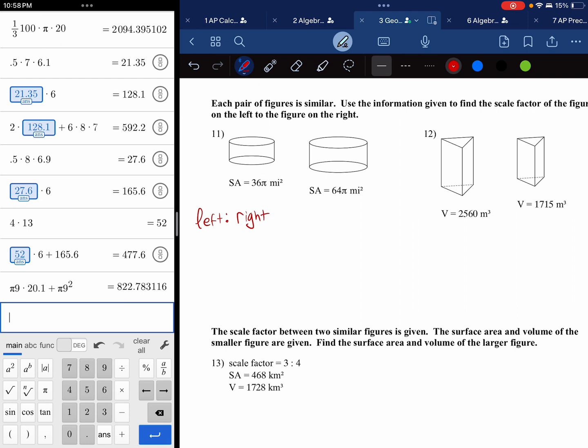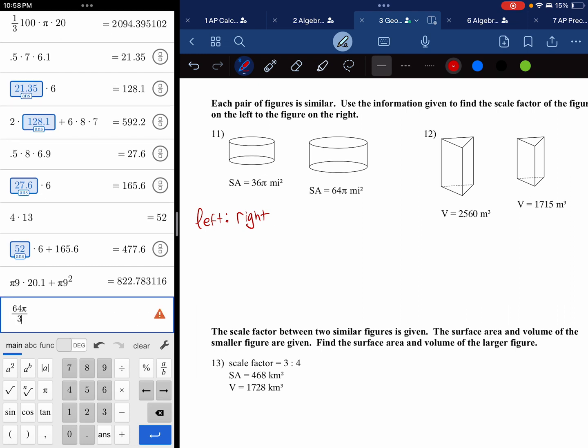So it's going to be 64 pi on the top, and I'm going to divide that by 36 pi on the bottom. I want to show my work though. 64 pi over 36 pi reduces to 16 over 9, which means, and we're in surface area land, surface area means that the ratio is squared. So to undo the square, we're going to square root it. The square root of the top and the bottom is going to be 4/3.